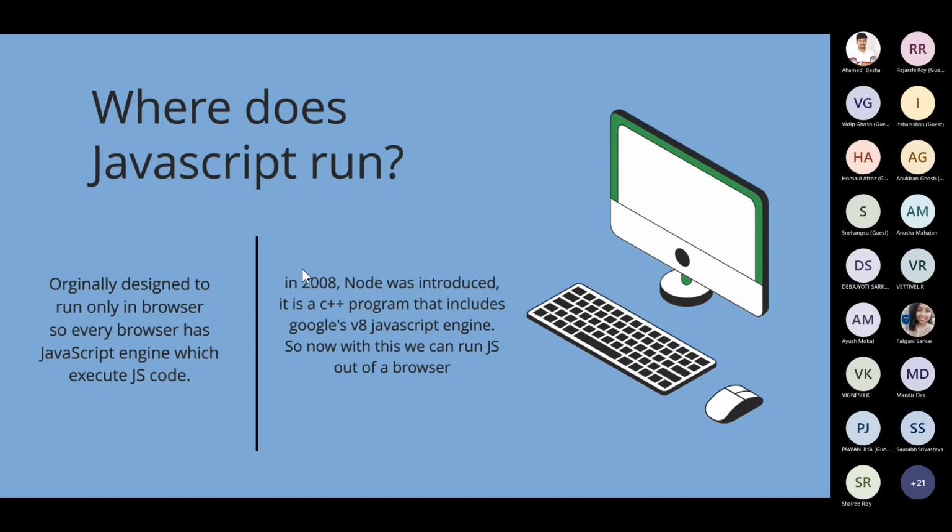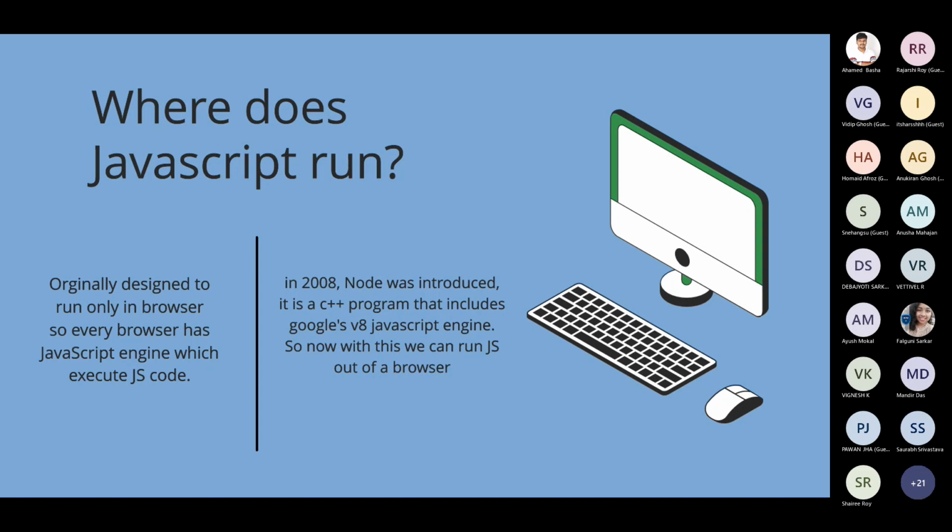Then in 2008, Node was introduced. It is a C++ program that has Google's V8 JavaScript engine. So now even outside the browser we can run JavaScript. In a nutshell, this basically means that JavaScript code can be run in a browser as well as outside it. How cool is that, right?